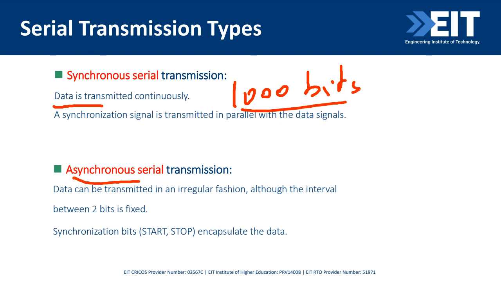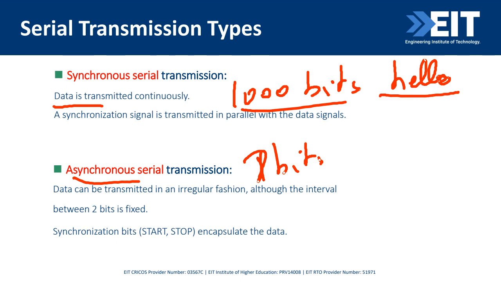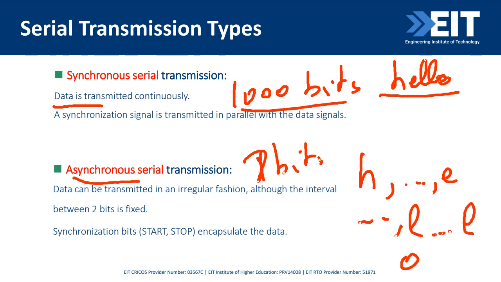Asynchronous is when we transmit typically 1 byte at a time, meaning 8 bits. And then when needed, we transmit another 8 bits and then another 8 bits. So in asynchronous transmission, think of it as, in synchronous, if I want to transmit the word hello, I'll transmit it as a continuum, hello. Here, I'll transmit H. And after some time, I'll transmit E. After some time, I'll transmit L. And then L. And then O. So we transmit them character by character.